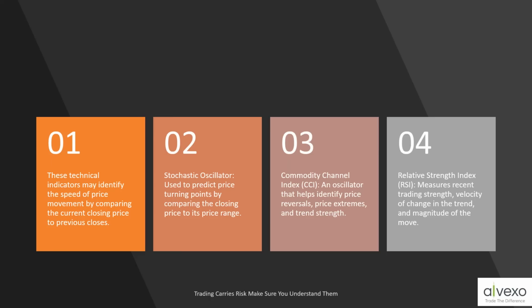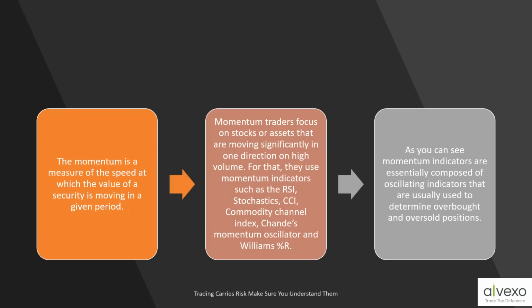Stochastics is based on the fact that when a market is moving up, the price of each period usually closes towards the top of its price range in that period. Okay. So by taking the close from each of the previous closing periods and comparing them to the current price, it gives us an indication. It's a mathematical calculation. RSI measures recent trading strength, velocity, and the change in the trend, and the magnitude of the move, and gives us information also.